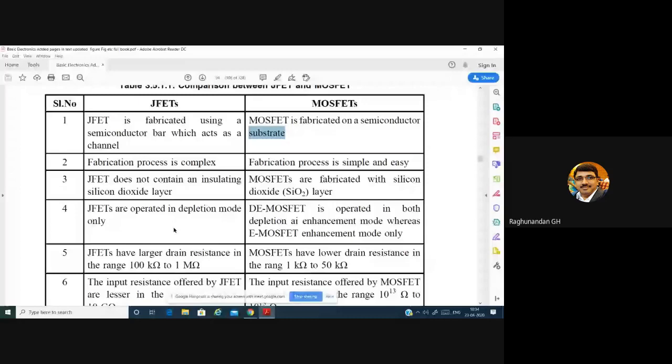Depletion mode means you have seen that the P and N type will always be reverse biased. The gate is always reverse biased, and by making them reverse biased only, we are going to work. We never forward bias them. But here we are having two modes of operation. One is depletion mode, the other one is enhancement mode. Both modes are available here.